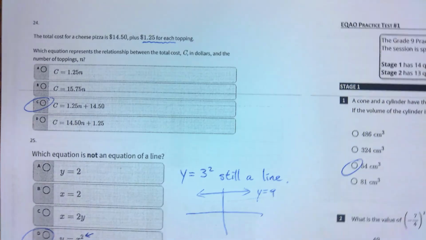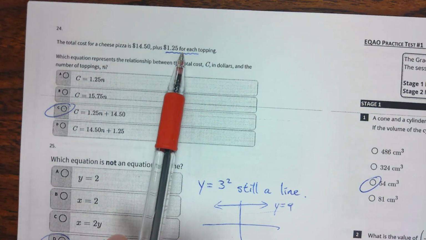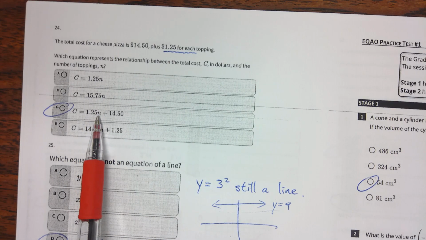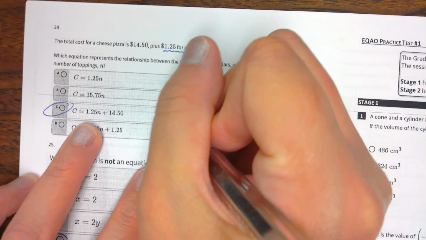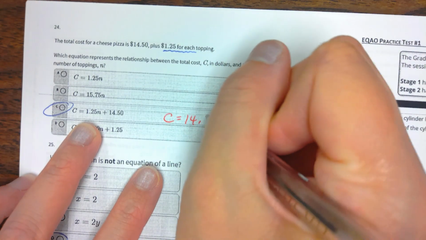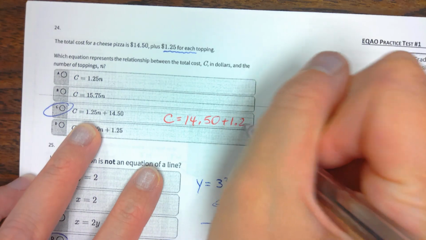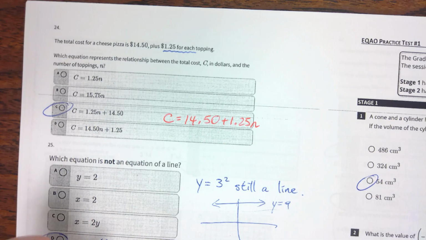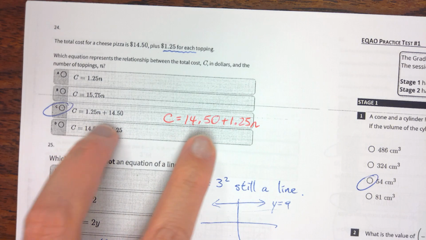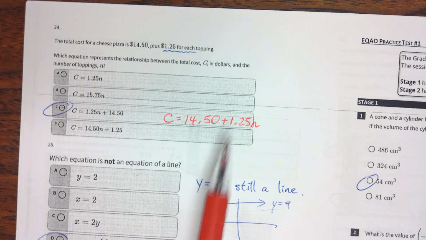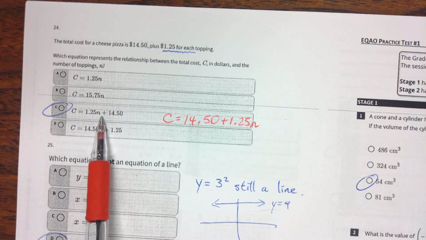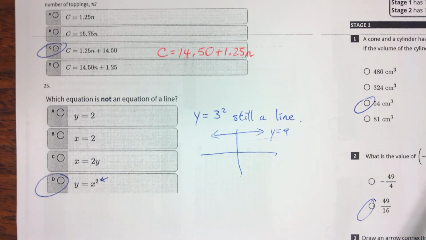And the last page. Number 24, $1.25 for each topic. That's your slope. So 1.25n. Now, can I rewrite this? Is this the exact same thing as this? Who says yes? What did I do? I changed the order. Yes, it's the same. The order doesn't matter as long as it's 1.25n. That's the key part right here. And then the last one.